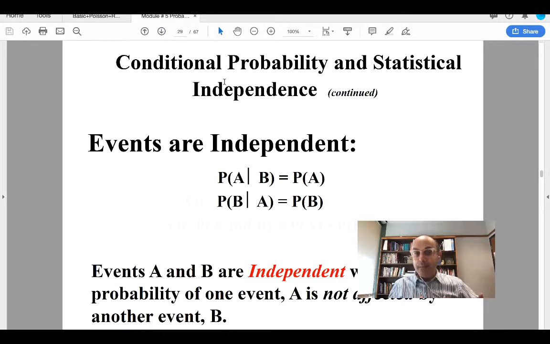Back to our independent and dependent events. Events are independent when P(A given B) is equal to P(A), or P(B given A) is equal to P(B). Events A and B are independent when the probability of one event A is not affected by another event B.